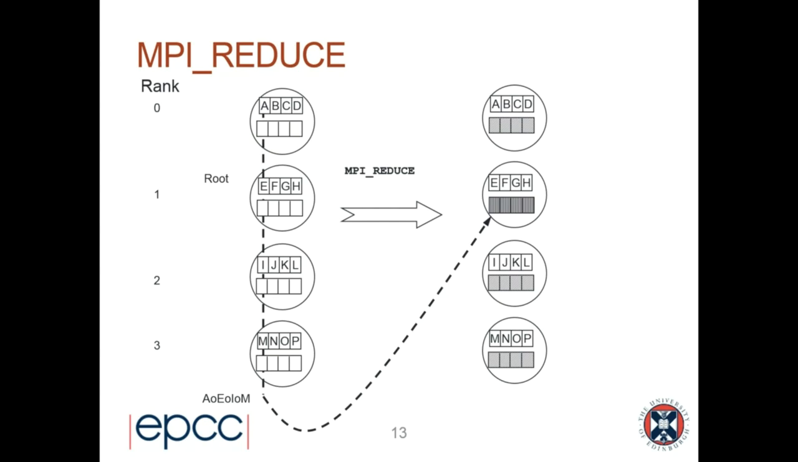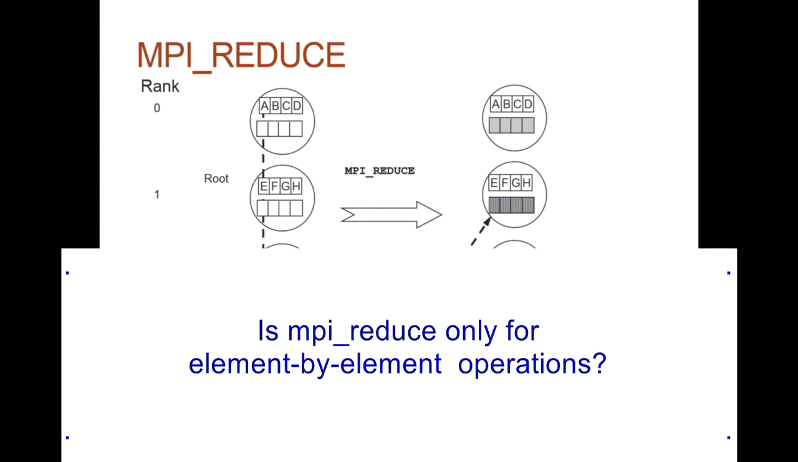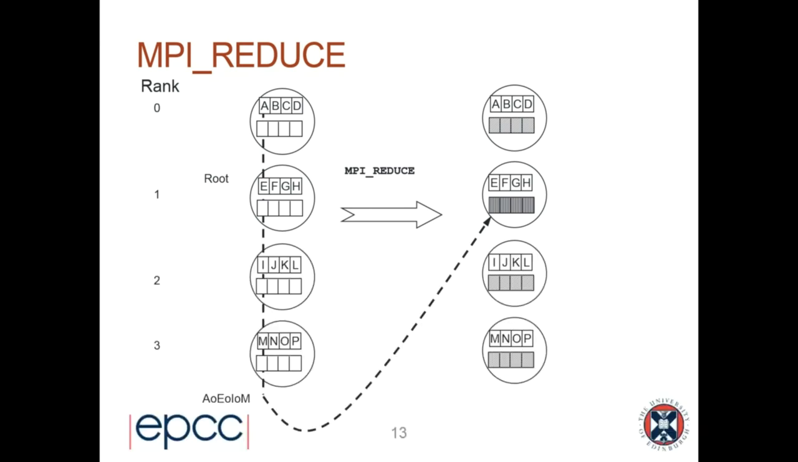Okay, so is MPI reduce only for element by element operations? Yes, but what would your alternative be? So you are correct, MPI reduce does element by element operations, but what would your other use case be? Because there might be an answer for that. It's a good question, but I didn't quite understand it in its entirety.